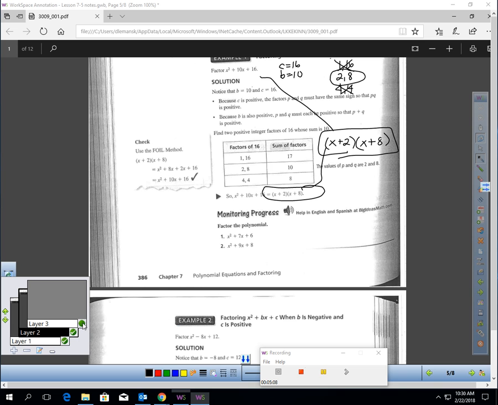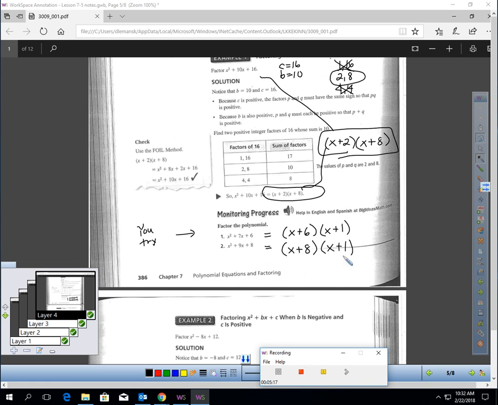What I would like you to do is pause the video. Why don't you try factoring these two polynomials? I'm back. You should be getting these two answers for factoring the two trinomials that you see here. If you have questions, make sure you ask in class time.